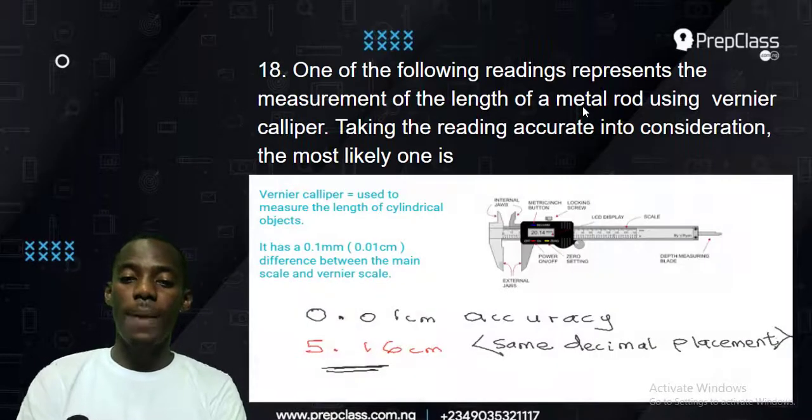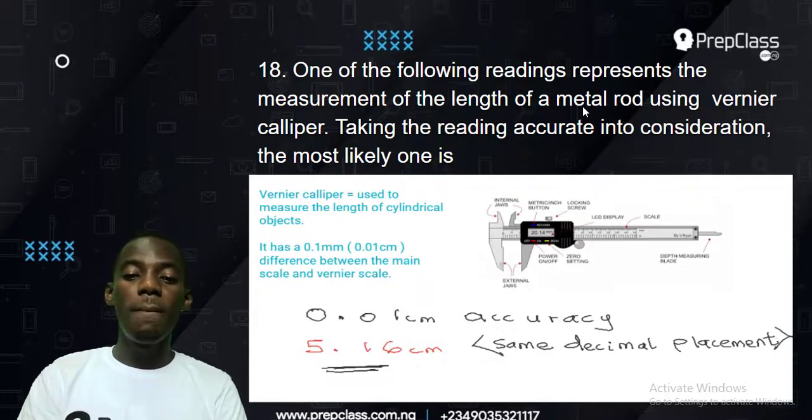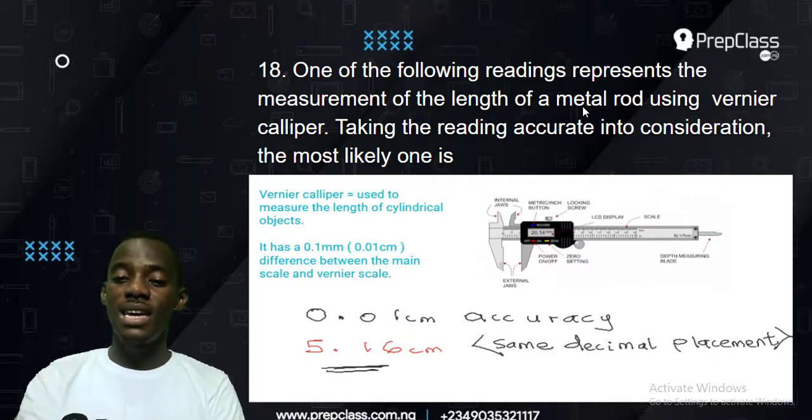So we have this caliper. Caliper is to measure the length of a cylindrical object. It has a 0.1 millimeter or 0.01 centimeter, which is still the same thing, difference between the main scale and the vernier scale. That is called the accuracy. It has a 0.01 centimeter accuracy, right? That is the simple caliper.